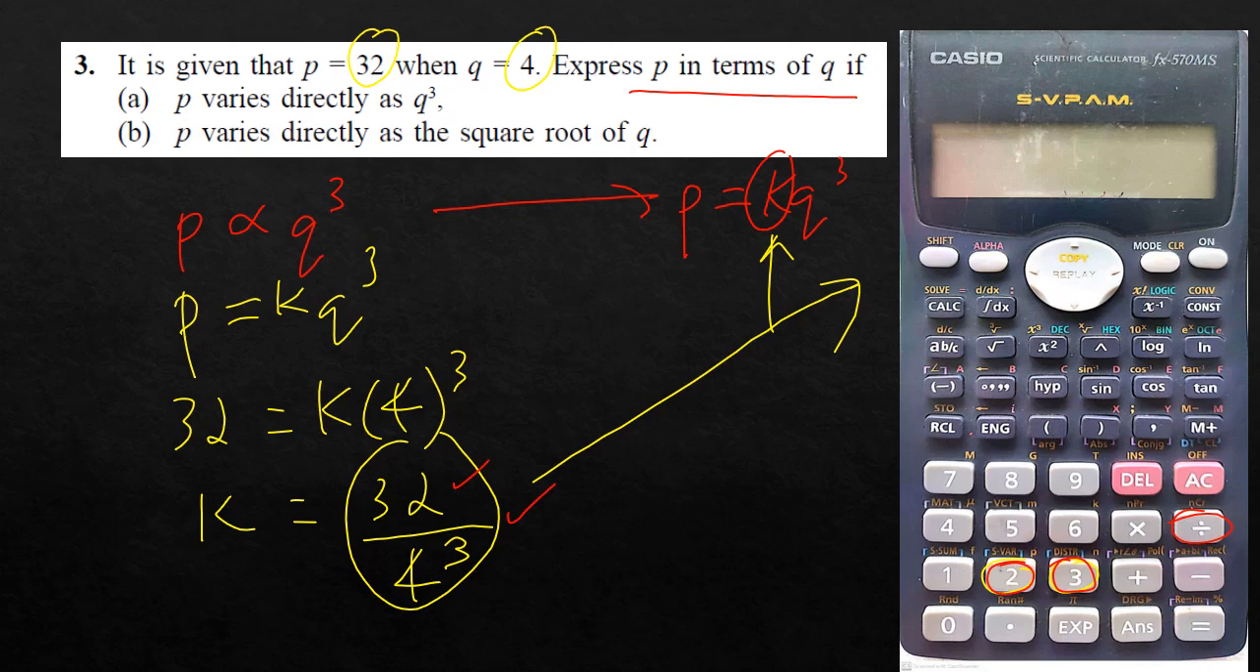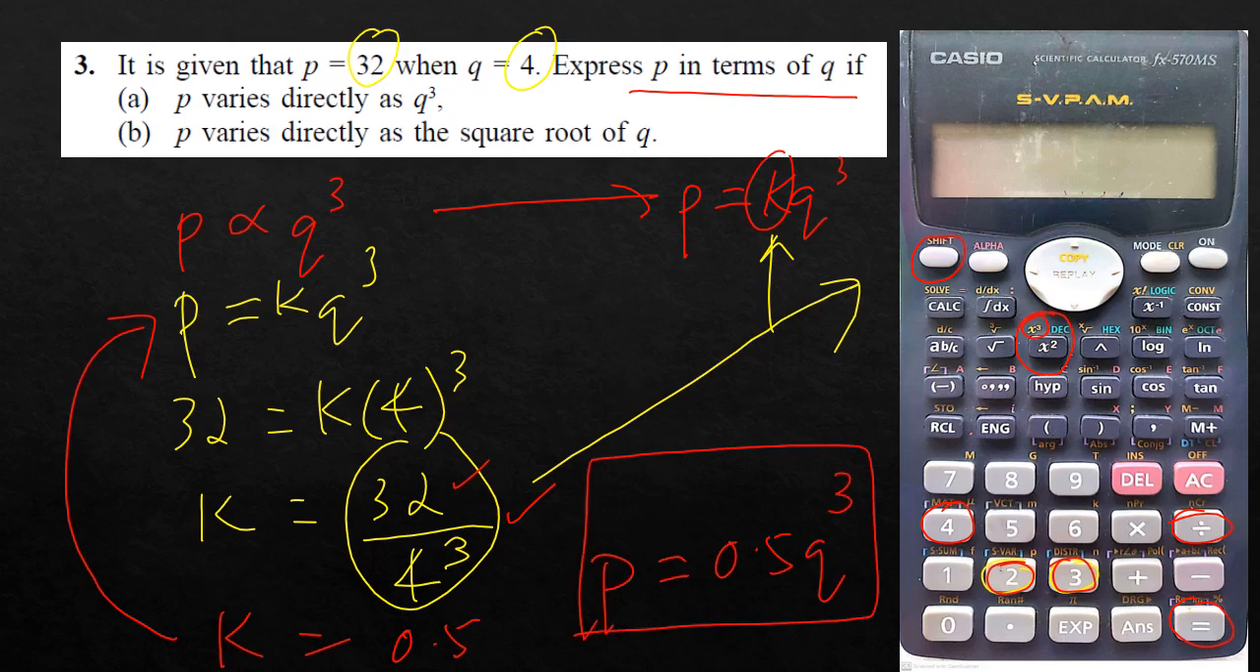So 4 cube, how to do 4 cube? You press 4 and then you shift this one, because this is the cube, right? You press this button, and then you press the equal sign, you'll get 0.5. After that you just substitute into this equation. So you express P in terms of Q as 0.5 Q cube. So this is the answer.